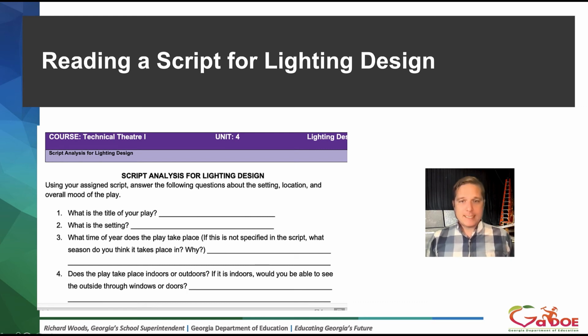Does the play take place indoors or outdoors? If indoors, would you be able to see outside through a window or doors? What is the overall emotion that you would like the audience to walk out of this play experiencing?